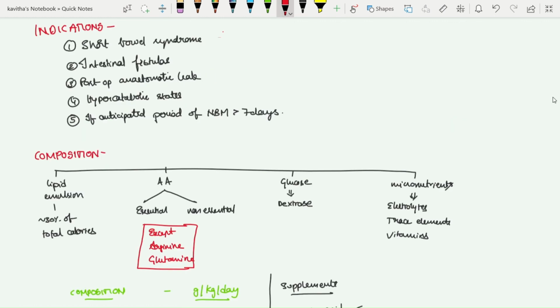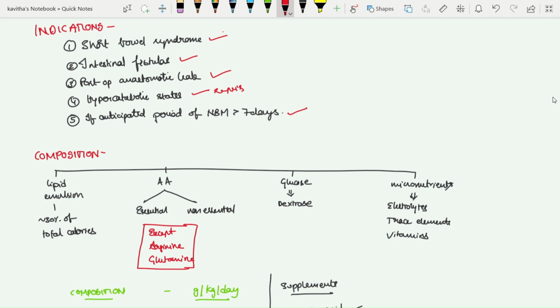Indications. They are short bowel syndrome, intestinal fistulas, postoperative anastomotic leak, hypercatabolic states like sepsis and polytrauma, and if the anticipated period of NBM is more than 7 days, like in critically ill patients, inflammatory bowel disease exacerbations, etc.